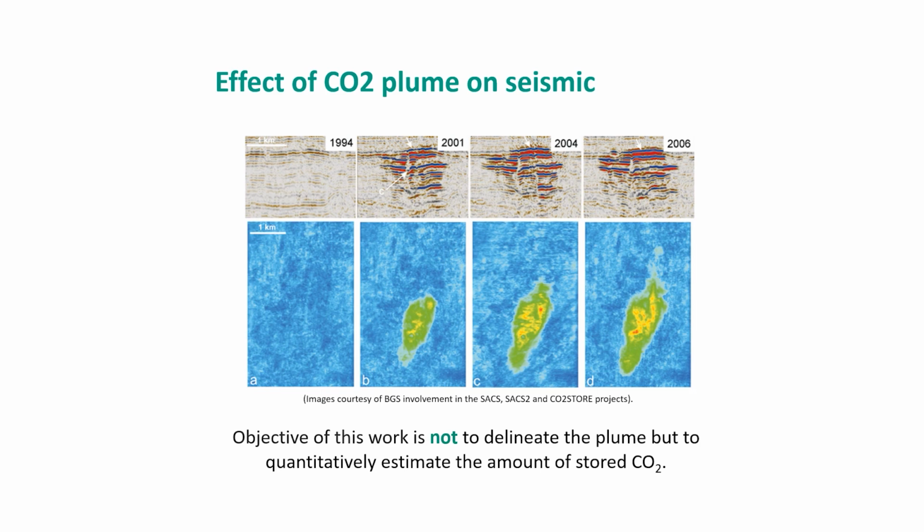On the very left, you see the first dataset from 1994. This dataset was acquired before the first CO2 was injected, and you see that there are no strong amplitudes visible on the seismic. But then you can also observe that when you progress in time, over 2001, 2004 to 2006, with increased injection, the amplitudes on the seismic get stronger. And if you look at the time slices below, you can also see how the CO2 extends laterally over time.